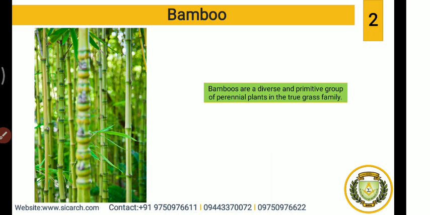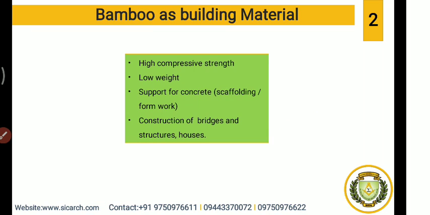So bamboo is a diverse primitive group of perennial plant. It is a true grass family. It has high compressive strength and low weight, which can be used for support for concrete, like scaffoldings or for formworks. Construction of bridges, structures and houses can also be done with bamboo.